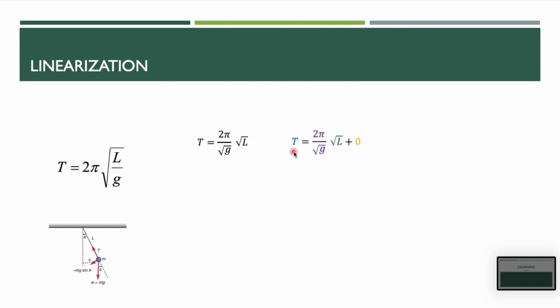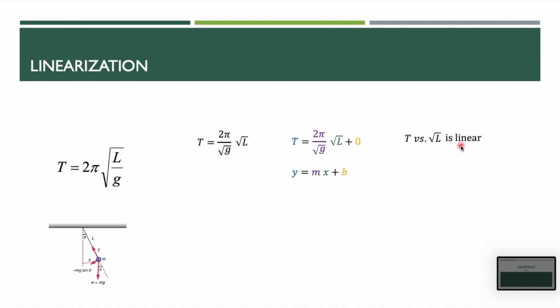Note that we have here T is the y variable, the square root of L is the x variable, the intercept is 0, and the slope is 2 pi divided by the square root of g. So the relation between T and the square root of L is linear.